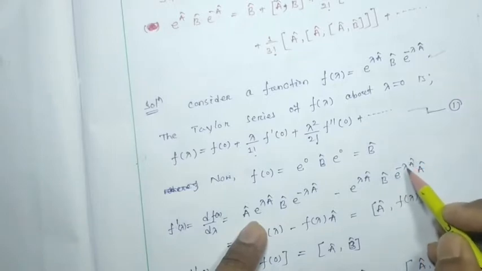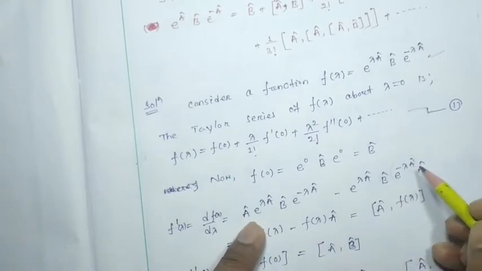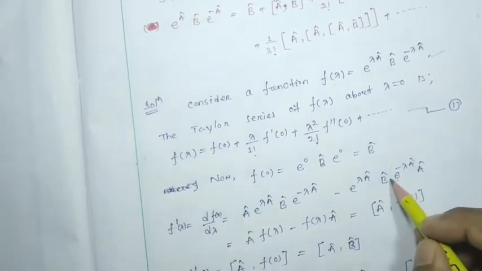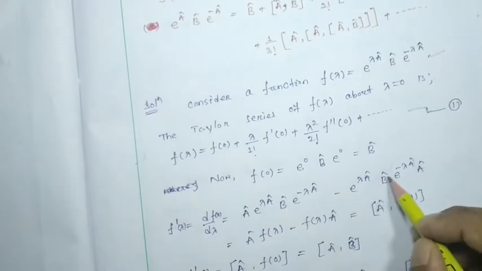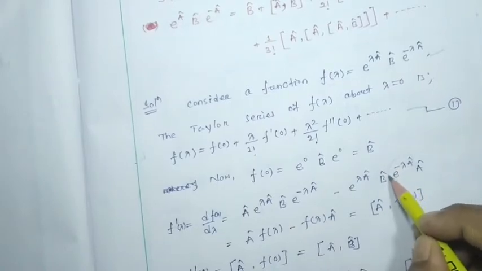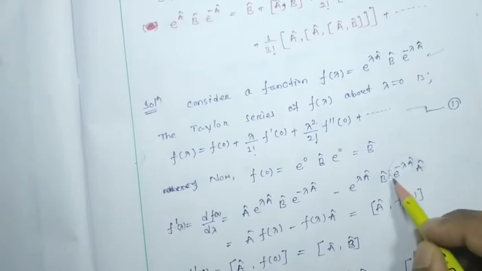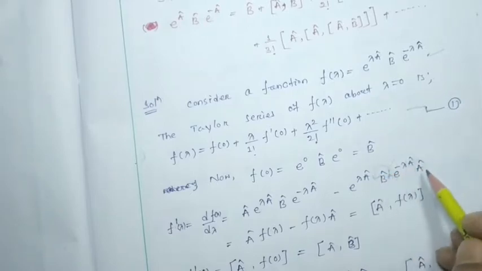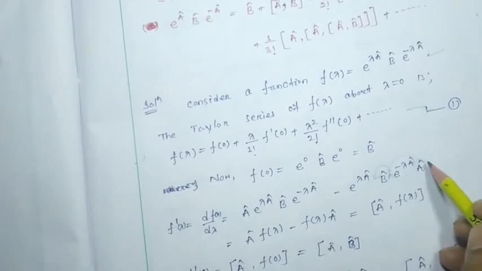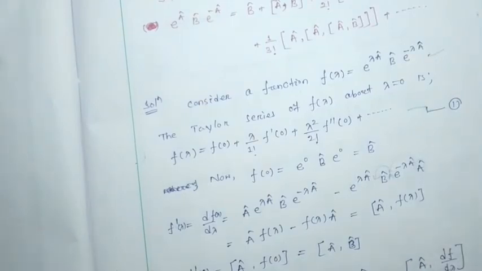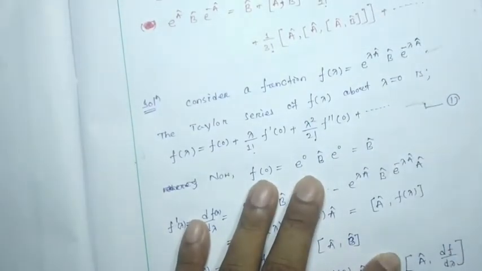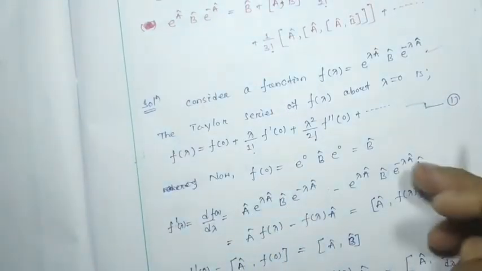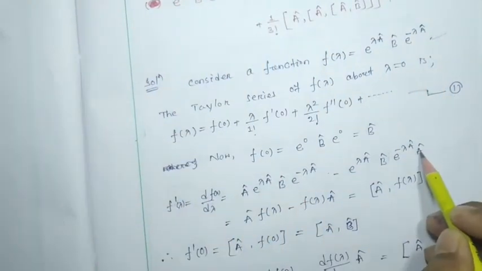Here a cap is a constant for this function, so a cap can be written over here or over here, no problem. But a cap could not be written over here, because here one operator is already there. So I have written a cap over here, for the next step's purposes, so that we can arrange sequentially.